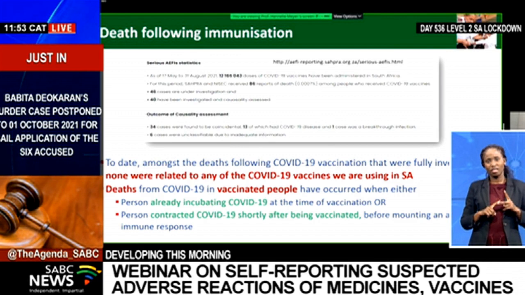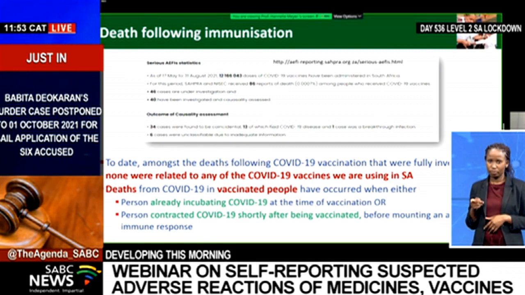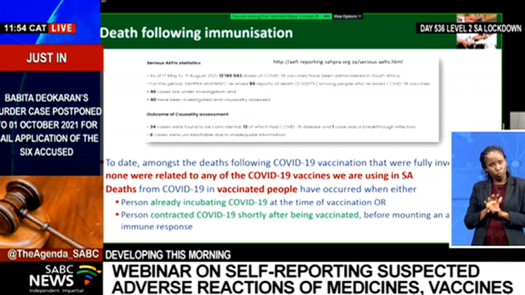Now, amongst the 40 that have been causality assessed, none of those were related to any of the COVID-19 vaccines we are using in South Africa. And as you can see, 13 of them had died because of COVID-19 disease, and one of the cases was actually a breakthrough infection. So these people who died because of COVID-19 had already incubated COVID-19 at the time of vaccination, or they contracted COVID-19 shortly after being vaccinated, before they could mount an adequate immune response.